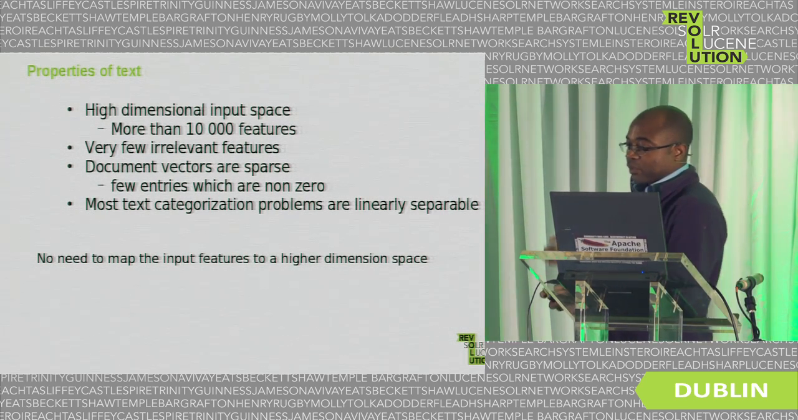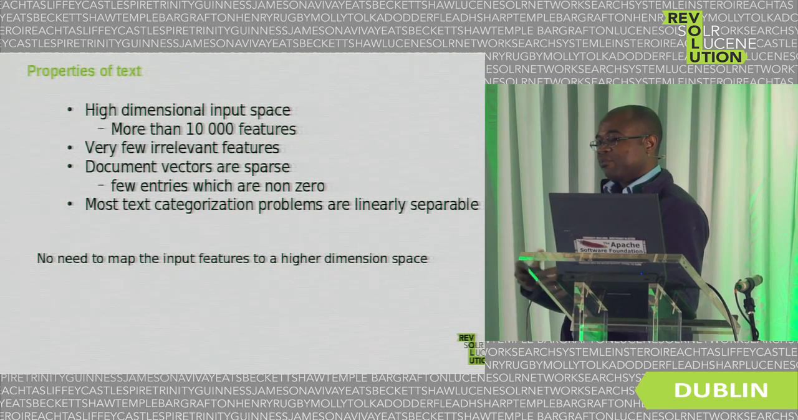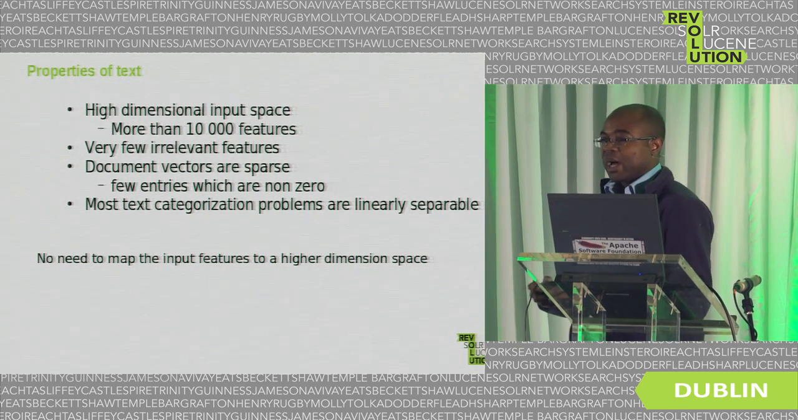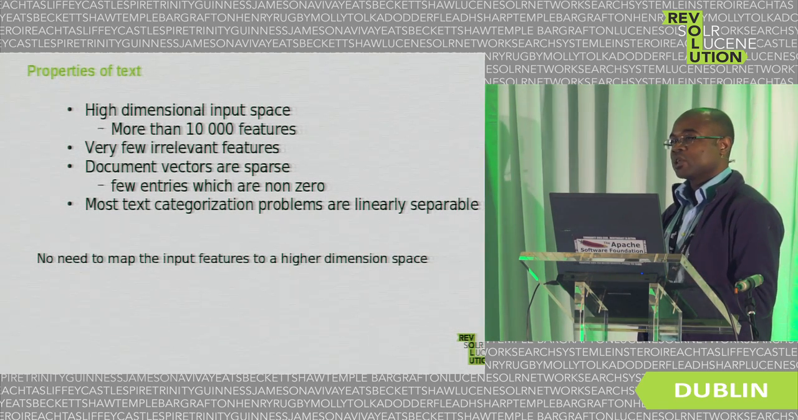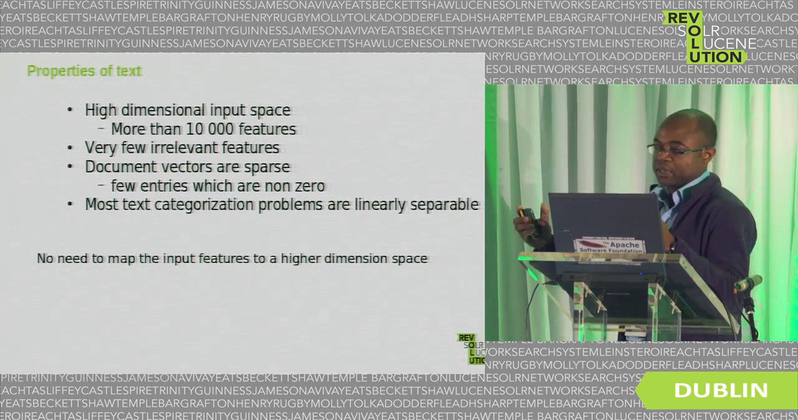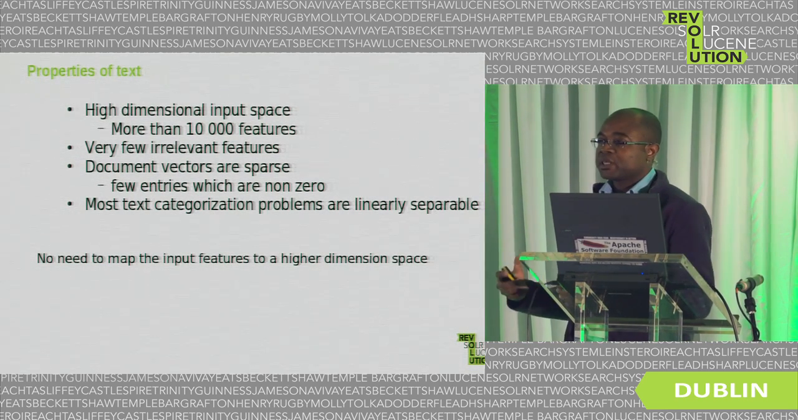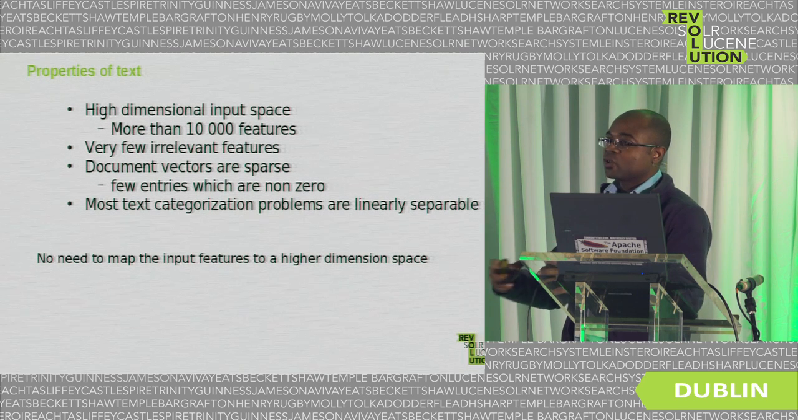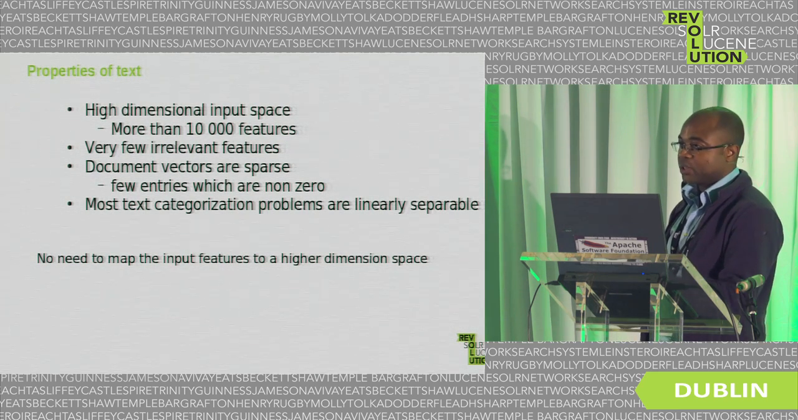So, because you have very few irrelevant features and you are in a high dimensional input space, there is no need to map the input features to a higher dimensional space. And in some algorithms, you don't have this property, so you use something like a kernel to map to a higher dimensional space in order for your algorithm to generalize well. But here, you don't need this.